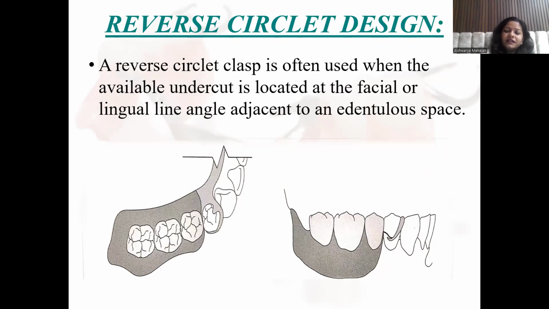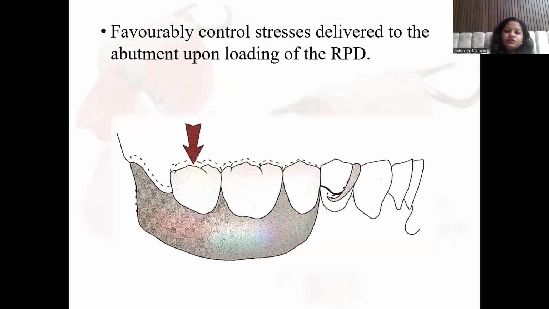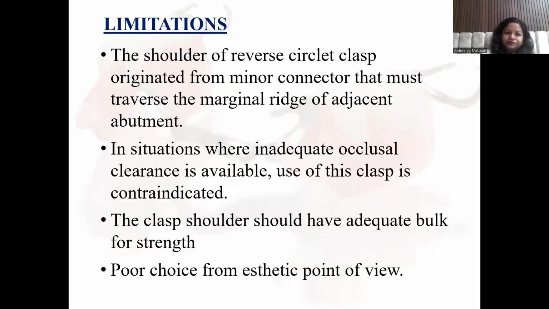A reverse circlet clasp is often used when the available undercut is located at the facial line angle adjacent to the edentulous space instead of the undercut that is away from the edentulous space. Favorably controlled stress is delivered to the abutment upon loading of the RPD.